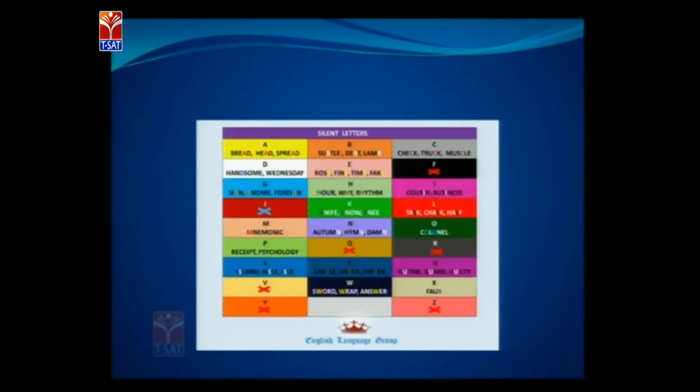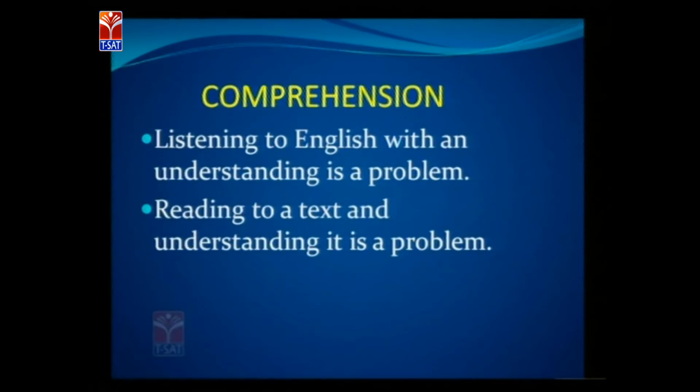Next area, see again A to Z, we have words with silent letters. We write something and we pronounce it in another way. This is a big problem for them. So by oral practice only we can come across such things. By graphic reading we can overcome such difficulty.